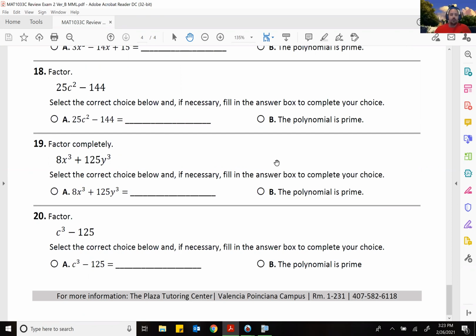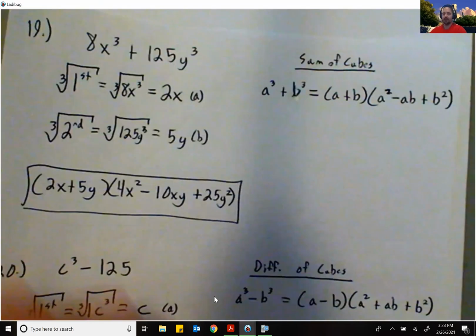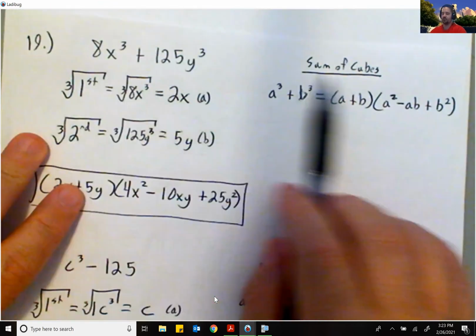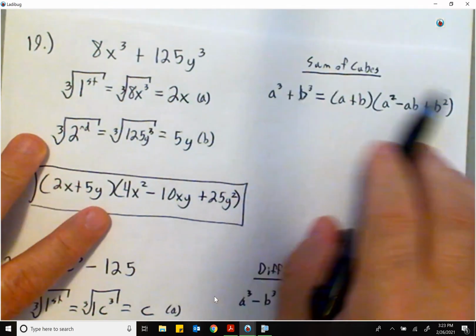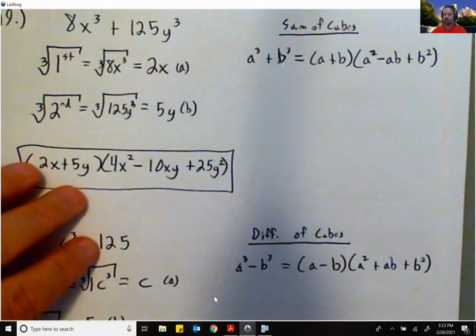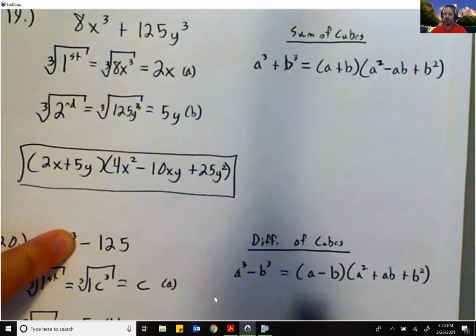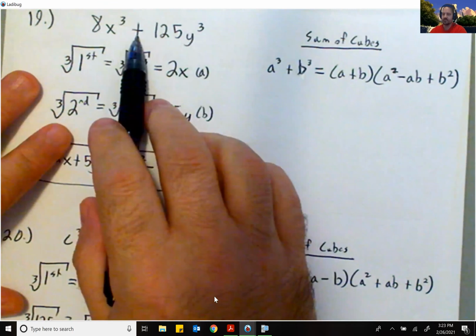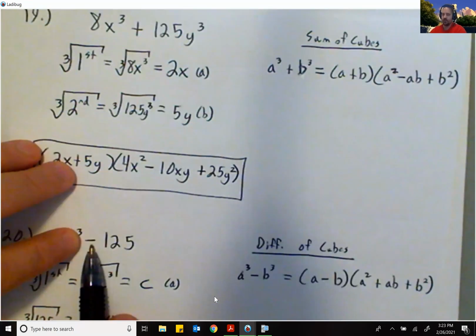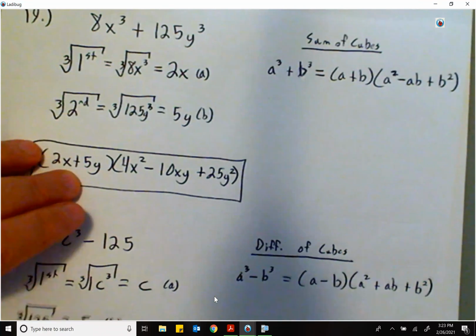So right in here, this sign from the beginning tells me what it is. This is a sum. This sign right there tells me that it is a difference. So because this is a sum, that's why I use this formula, the sum of cubes formula. And because this one was the difference, that's why I use the difference formula on this one. So you just got to look at what's going on between them. If it's an addition sign, you're going to do the sum. If it's a subtraction sign, you're going to do the difference. Good question. Okay. Any other questions?